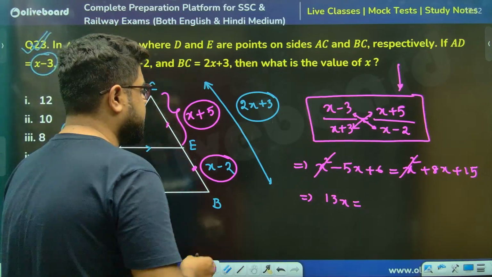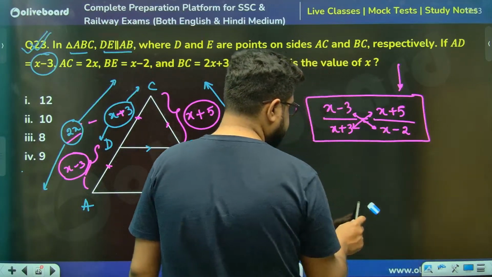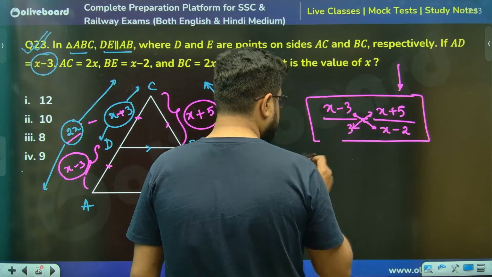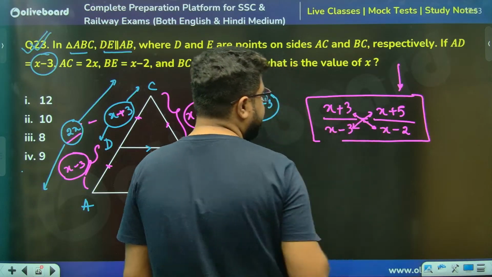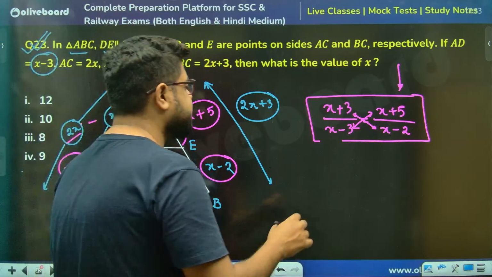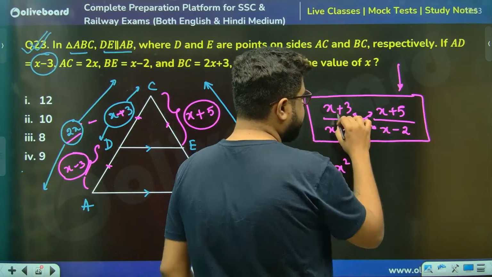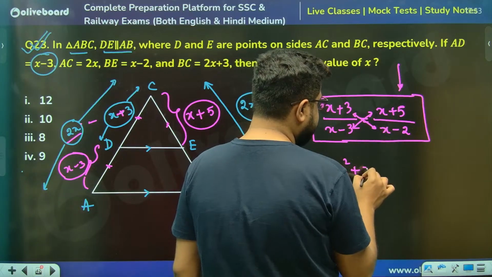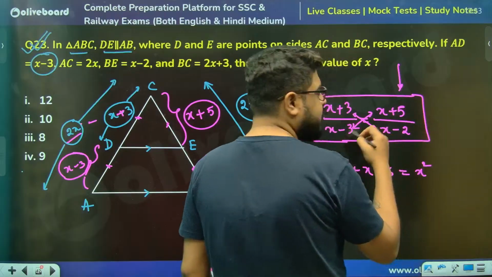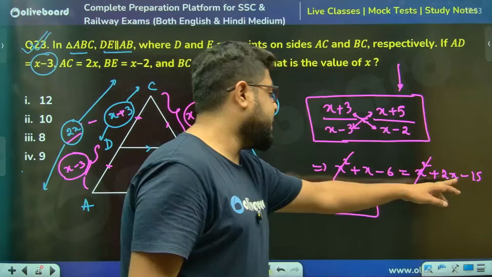अरे यार, extremely sorry. This is x minus 3, this will be x plus 3. You see, this by this, x plus 3 by x minus 3. My mistake. X square plus 3x minus 2x, that is plus x minus 6, equal to x square plus 5x minus 3x, that is plus 2x minus 6 will be 9.